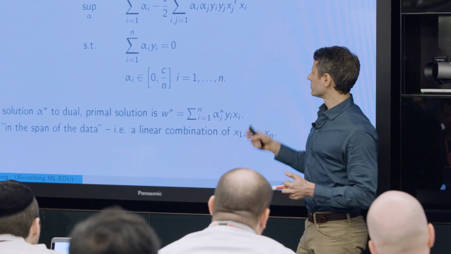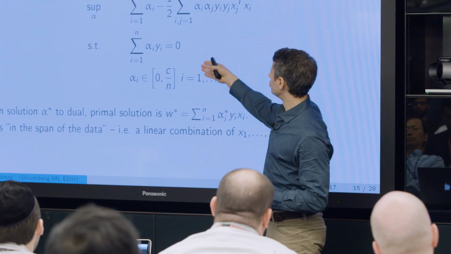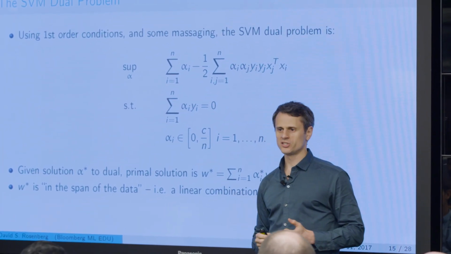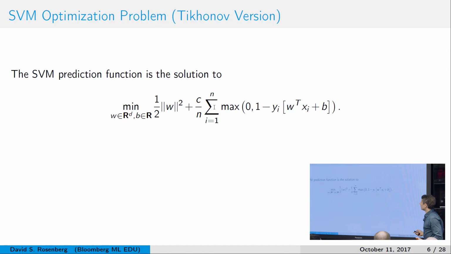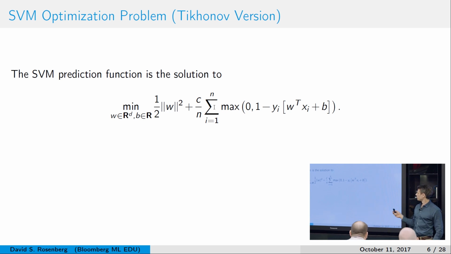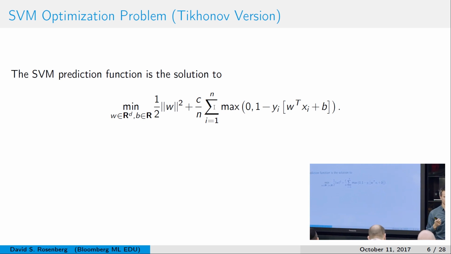Let's combine this with this other part of the dual optimization problem, which is that the alpha_i's are bounded between 0 and C over n. So I wrote down the SVM optimization problem this way, and I parameterized it a little bit differently than we usually parameterize penalty problems. Do you see what I've done a little differently here? What's our regularization parameter here?